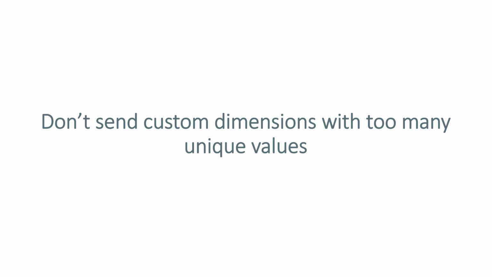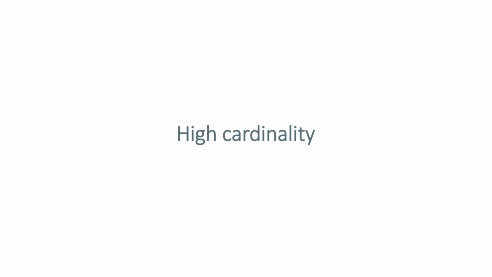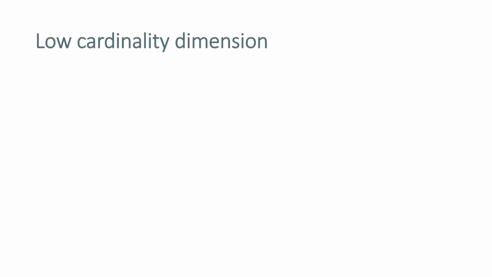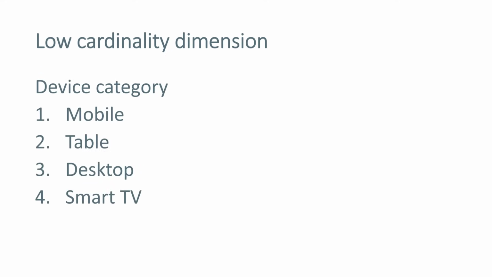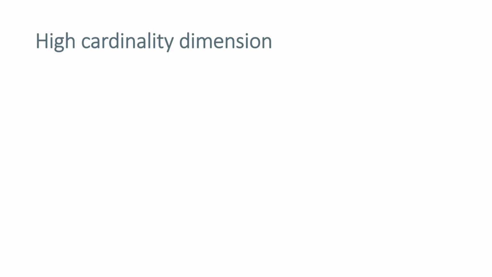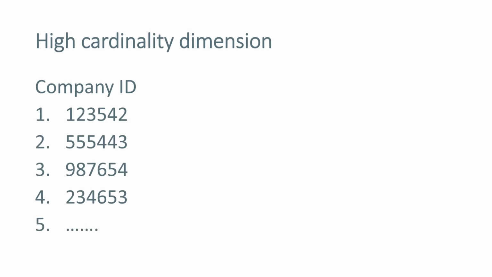Then avoid sending custom dimensions to Google Analytics 4 that have too many unique values. In this context, you have to get familiar with something which is called high cardinality. Cardinality basically means the number of unique values. For example, some dimensions can be low cardinality, like device category, which in Google Analytics can have 4 different values. And there also might be high cardinality dimensions, such as company ID. If you're sending company ID with all events, and you have, let's say, hundreds of thousands of unique company IDs, then of course this dimension has very high cardinality.